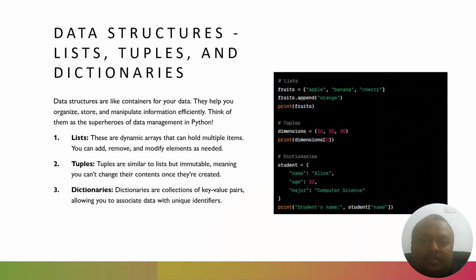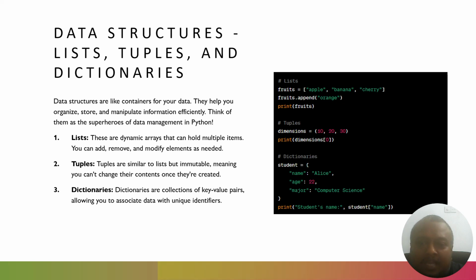Data structures are like containers for your data. They help you organize, store, and manipulate information efficiently. Think of them as superheroes of data management in Python. There are three main types that we're going to learn today. The first one is list. These are dynamic arrays that can hold multiple items. You can add, remove, and modify elements of the list as needed.